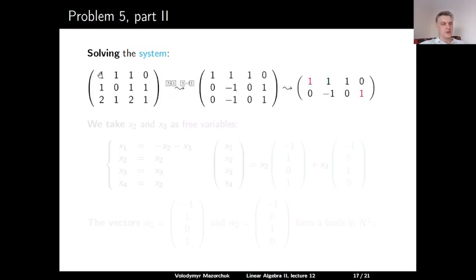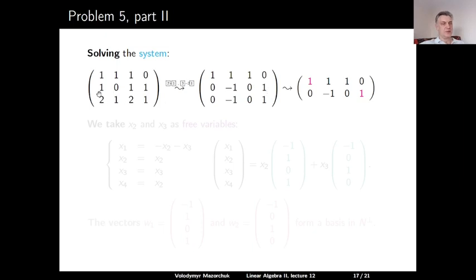So we use this 1 to kill everything else in its column. So we subtract row 1 from row 2, and we subtract twice row 1 from row 3. Row 1 remains the same. Row 2 becomes 1 minus 1 is 0, 0 minus 1 is minus 1, 1 minus 1 is 0, 1 minus 0 is 1.